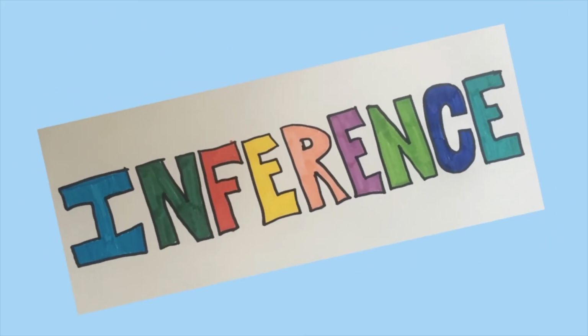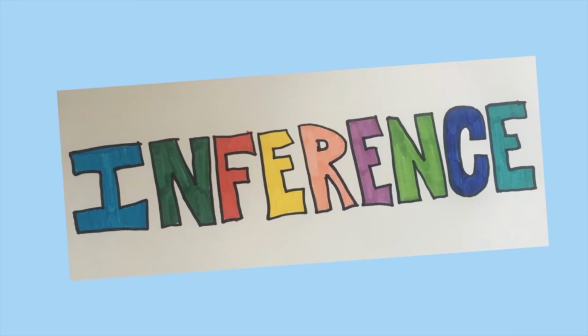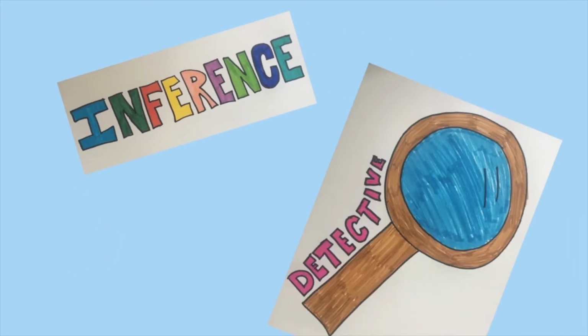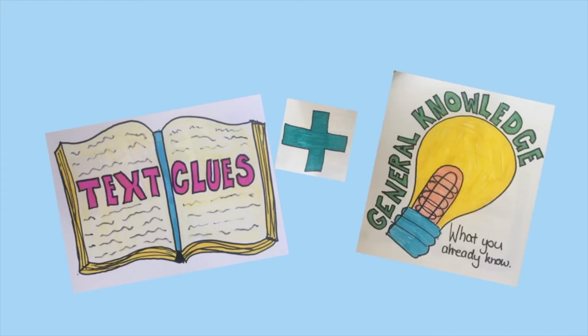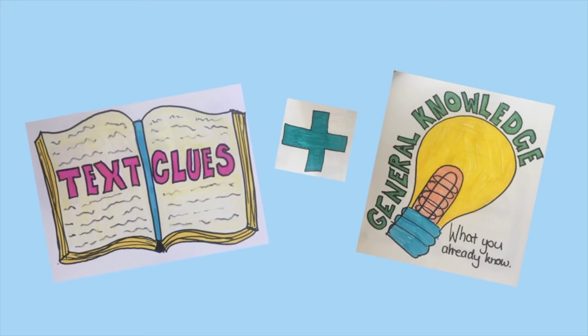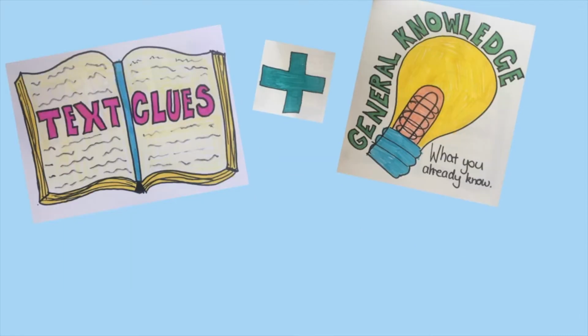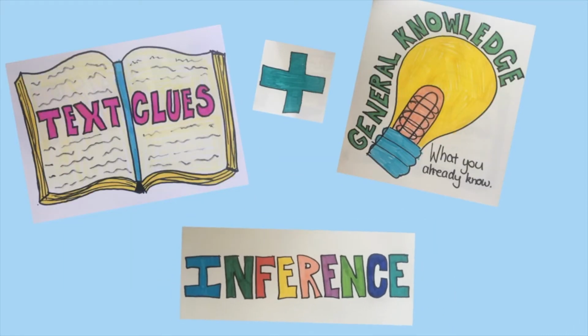Inferencing. You use it all the time and you wouldn't even notice. Inference. So I want you to think of it like you're a detective. You use the clues from the text or the picture, plus your general knowledge. That's the stuff that you already know, everything that's already in your brain. And then you use those two things and you get to make an inference.